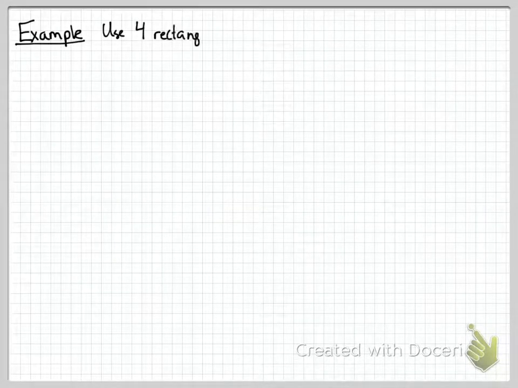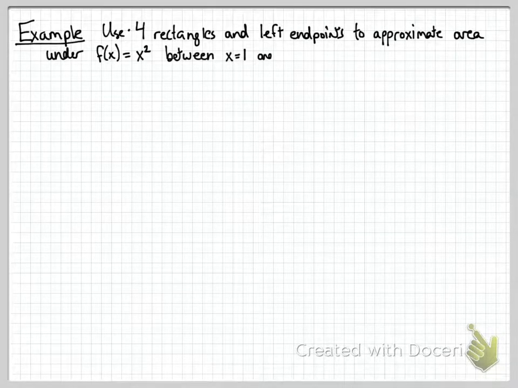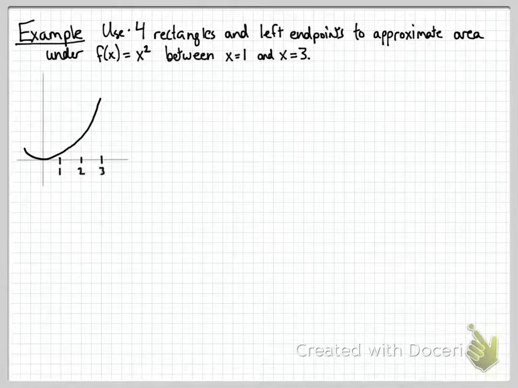Let's look at a particular example. I would like to use 4 rectangles with left endpoints, so we'll see what that means, to approximate the area under the graph of x squared, f of x equals x squared, from x equals 1 to x equals 3. So first let me draw a picture. There's f of x equals x squared, it's a parabola.